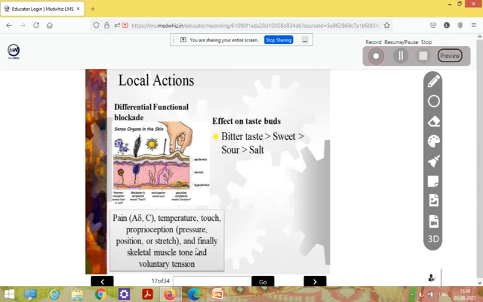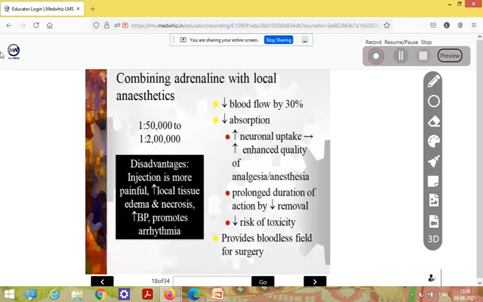So if you apply local anesthesia on your tongue, it is the bitter taste which is lost first, followed by sweet, then sour and your salty taste. Then, answering my second question, I hope we have answered why the stinging sensation was first lost. It's usually the myelinated fibers which are anesthetized faster than the unmyelinated fibers, and the smaller the diameter of the fibers, the faster they are affected compared to larger diameter fibers.